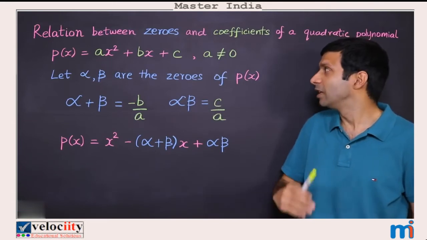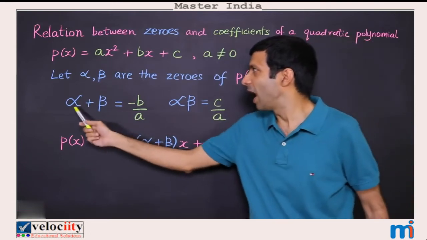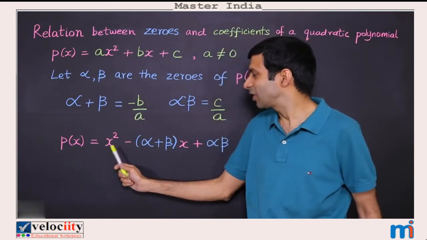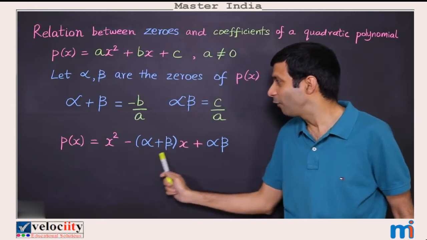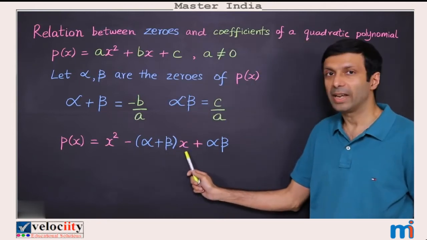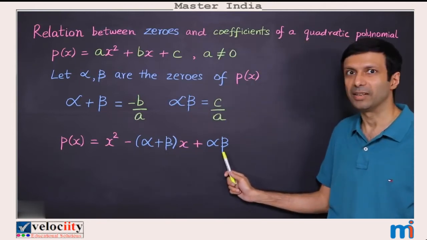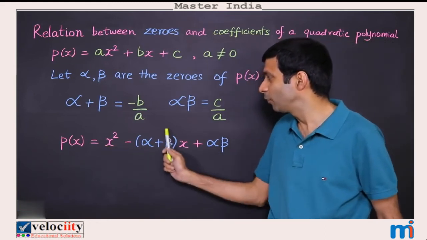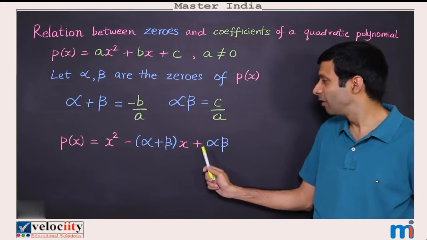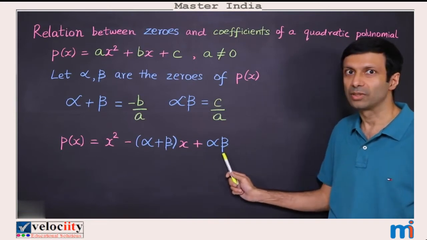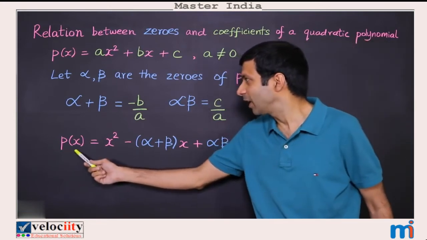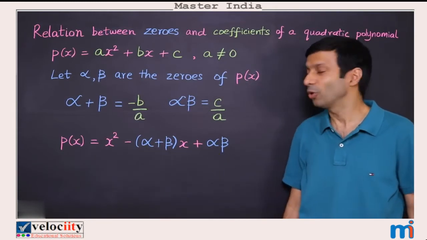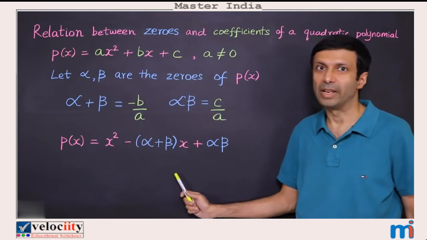And if we know the zeros of the polynomial, alpha and beta, then we can write the quadratic polynomial as x² - (alpha + beta)x + alpha beta, right? So basically it's x² - (sum of the roots)x + the product of the roots. So we can write the quadratic polynomial in terms of the zeros here. So note these important formulae.